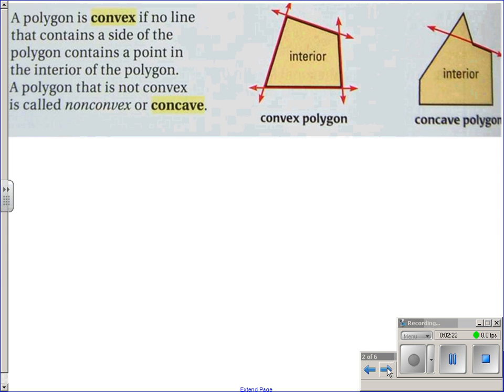Some different classifications for polygons. These are just generic terms that apply to all polygons. Convex, this is the normal kind of polygon that we're used to dealing with, where most of the properties that we'll talk about throughout the year are going to come from. A concave polygon, well, their definition is it's not convex. But basically, if anywhere you can connect two vertices with a line segment, and that segment falls outside of the polygon, that's concave. That's the way I think of it.